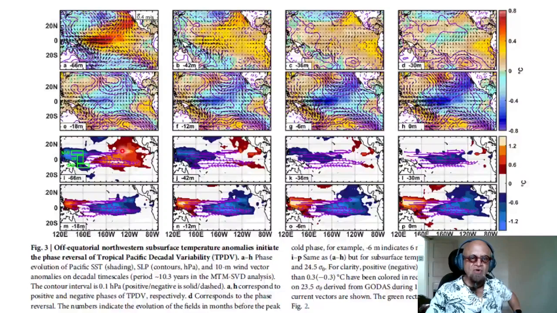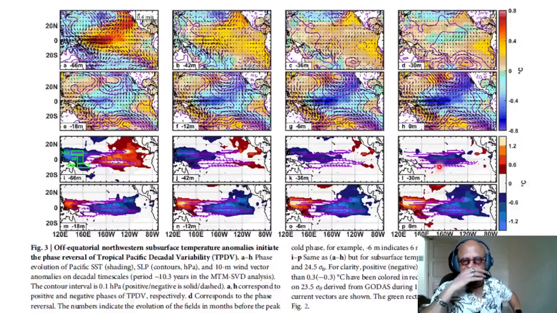So you can now go, these are the sea surface temperatures and winds and sea level pressure. So air-sea interaction phase, the phase transition from positive to negative. These are the corresponding subsurface anomalies, again going from 66 months before to minus 42, minus 36. This is the transition here.